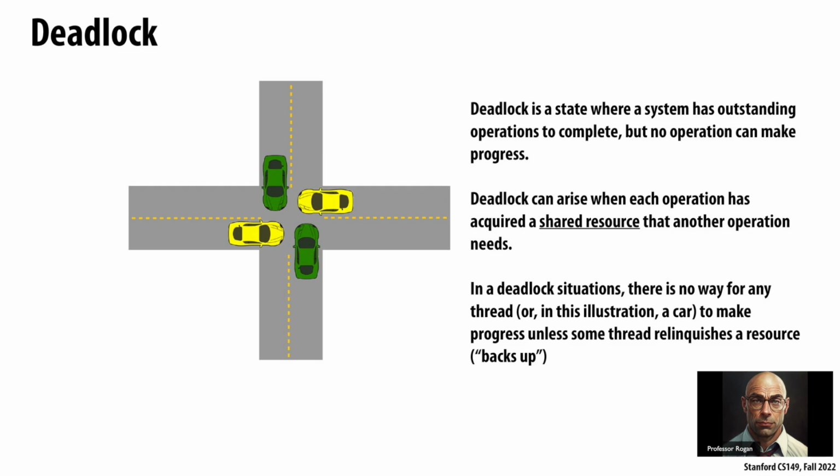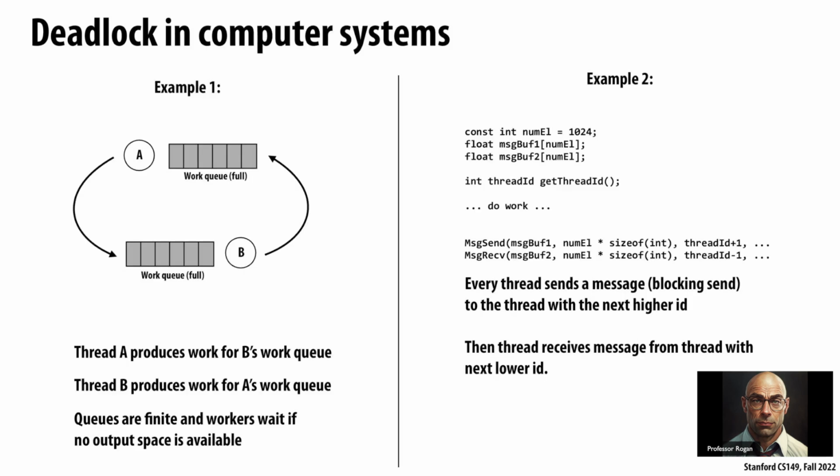In a deadlock situation, there is no way for any thread to make progress unless one of them relinquishes the resource that the other needs. Deadlock can be a major issue because it can cause a system to crash or become unresponsive and can be difficult to debug and resolve. Deadlock can also occur in computer systems.